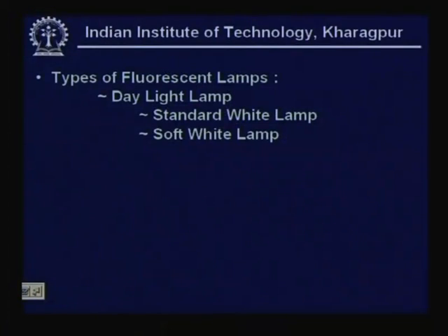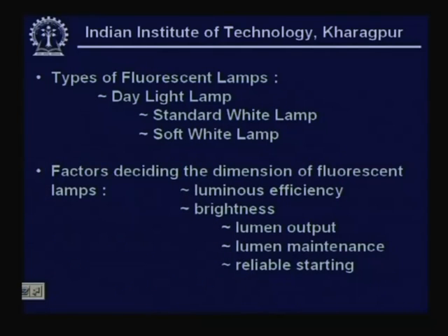And they are categorized as daylight lamp, which has color temperature close to noon sunlight, standard white light, and soft white lamp, and the various ways of fluorescent lamp dimensions. Of course, there are two major dimensions, one is the length, other is the diameter. We will look into some of these issues in the next lecture, where we will also have a look how every watt of energy that goes in gets distributed in various forms. So, it depends on the lumen maintenance and starting, the reliability of starting, that is very important.